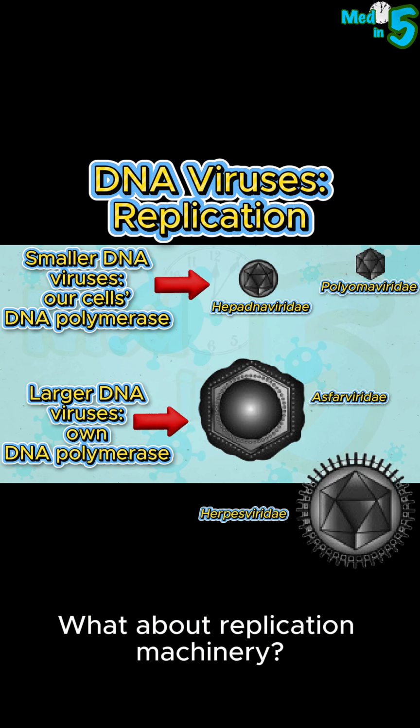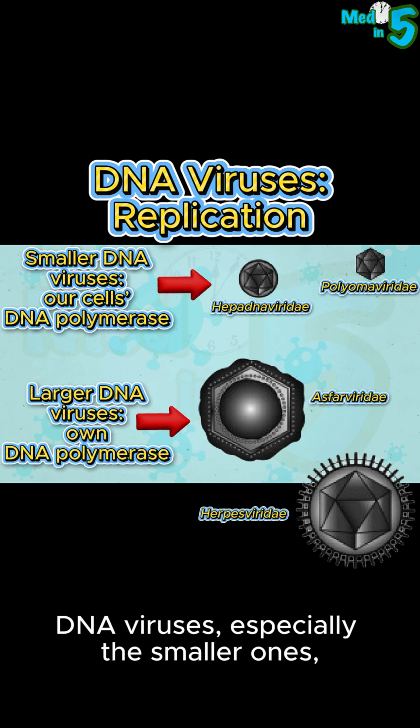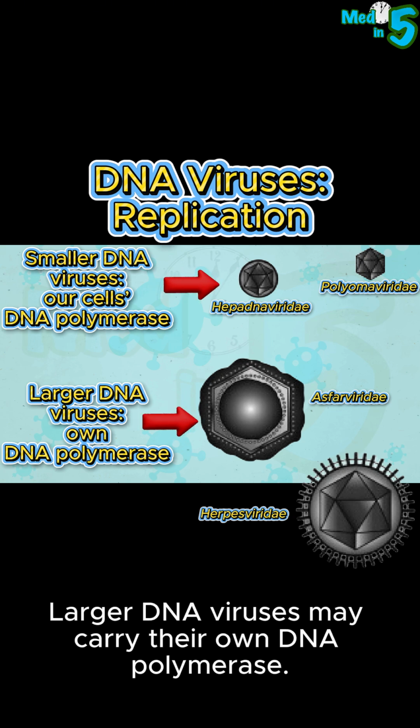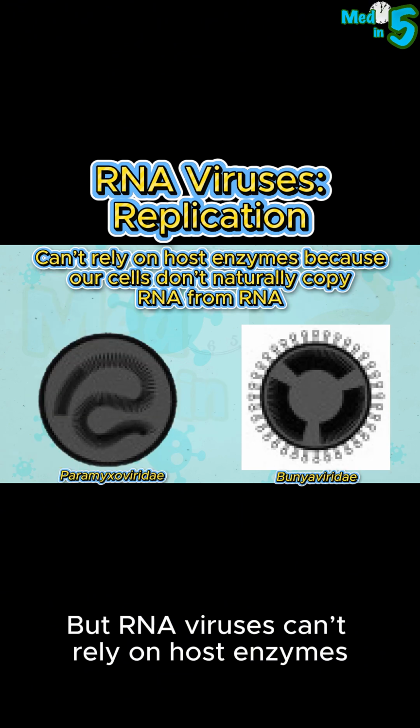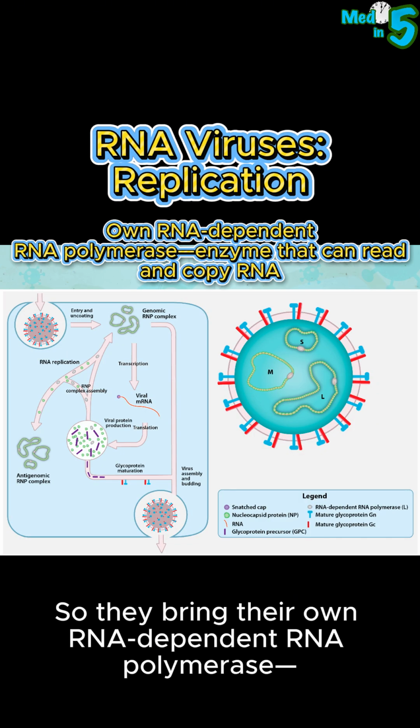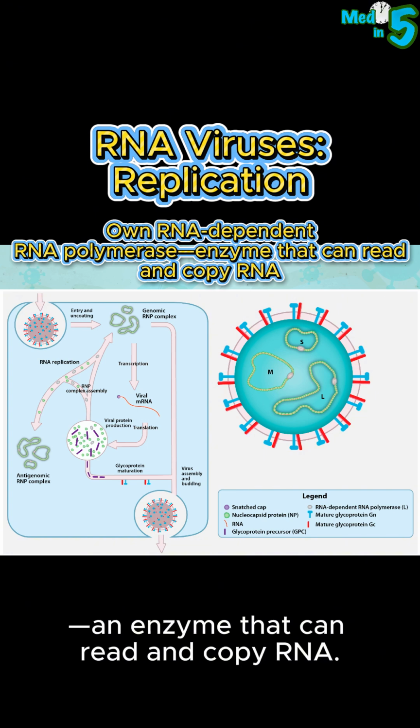What about replication machinery? DNA viruses, especially the smaller ones, often use our cell's DNA polymerase. Larger DNA viruses may carry their own DNA polymerase, but RNA viruses can't rely on host enzymes because our cells don't naturally copy RNA from RNA. So they bring their own RNA-dependent RNA polymerase, an enzyme that can read and copy RNA.